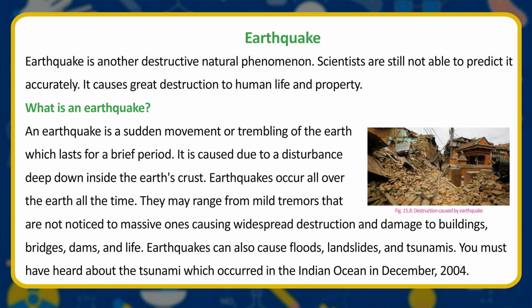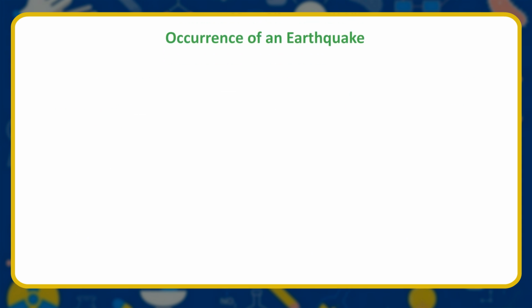Earthquakes occur all over the earth all the time. They may range from mild tremors that are not noticed to massive ones causing widespread destruction and damage to buildings, bridges, dams, and life. Earthquakes can also cause floods, landslides, and tsunamis. You must have heard about the tsunami which occurred in the Indian Ocean in December 2004. Occurrence of an earthquake.